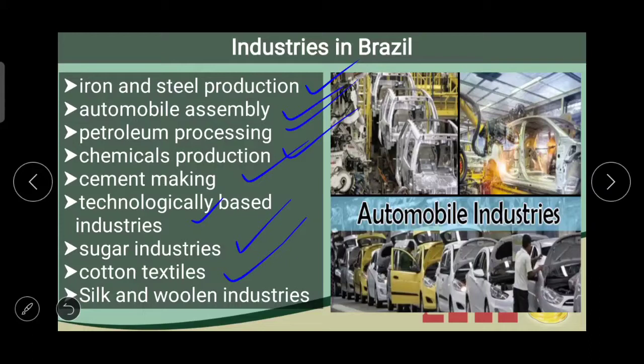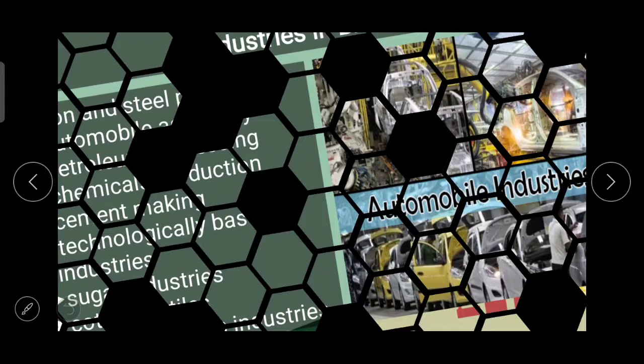Now the time to talk about industries in India, but when we talk about the industries in Brazil, all these things are very important. आयरन एंड स्टील प्रोडक्शन, ऑटोमोबाइल असेंबली, जो हम कार बाइक्स देखते हैं उनका असेंबल होने का काम जो है वो ब्राज़ील में होता है. Then processing of petroleum, chemical production, cement making, then sugar industries, cotton textiles, silk and woolen industries.